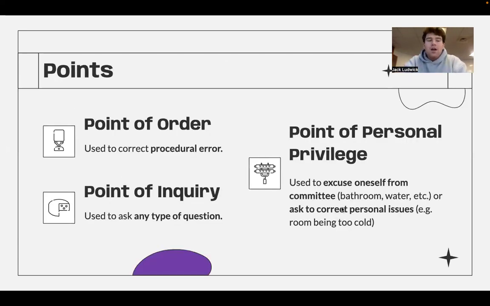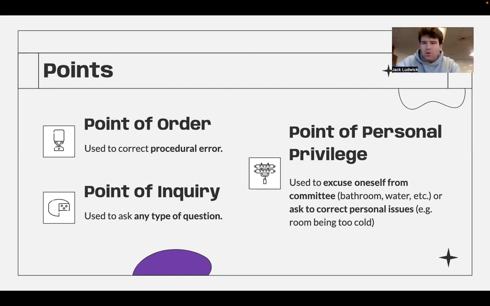All right, quick thing on points. There are a couple of points that you'll be able to use. A point of order, which is used to correct procedural error if you think the chair has made a problem. Let's say that they were using YMUN command, which is what we use to display what's going on in committee, and you motion for an unmoderated caucus and they accidentally put in a moderated caucus. That's a time where you would say, point of order, I think you put the motion in wrong.